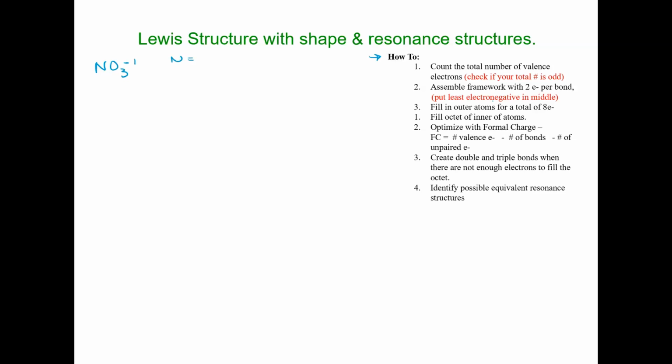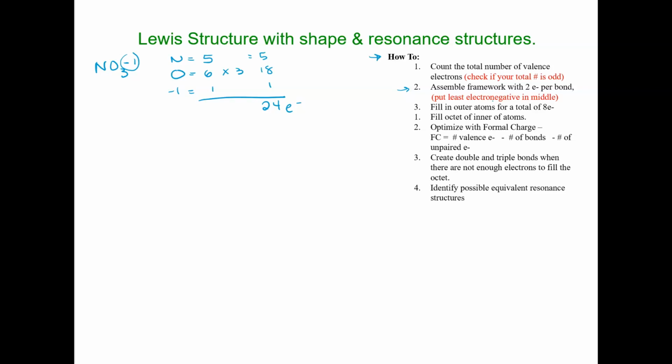So N has 5 electrons. Oxygen has 6, but there are 3 of them. And then because it's negatively charged, we have an extra electron. So that is going to be 5 plus 18 plus 1, 24 electrons. Assemble a framework with 2 electrons per bond.